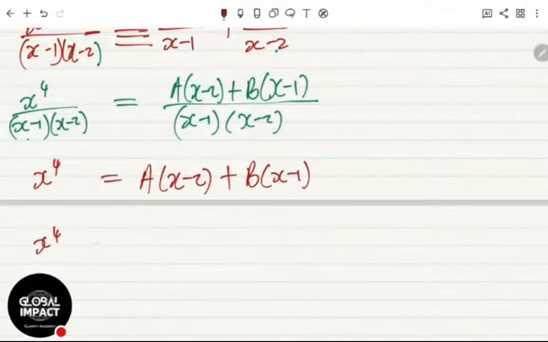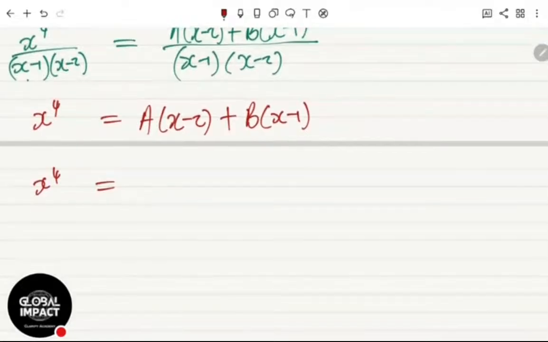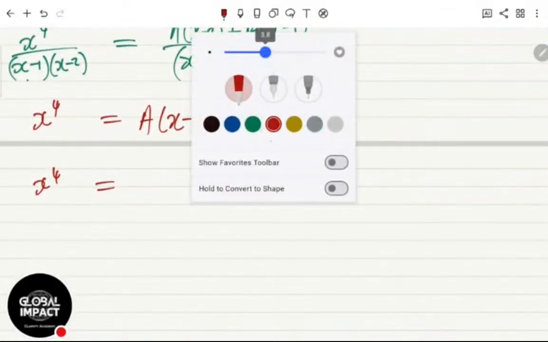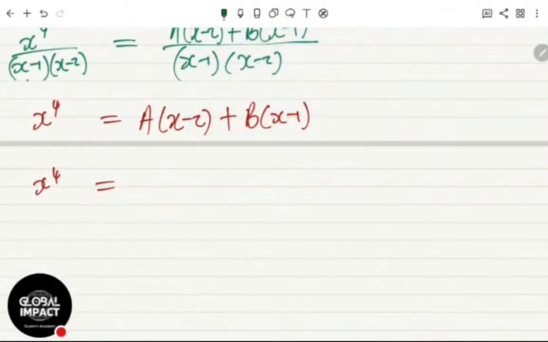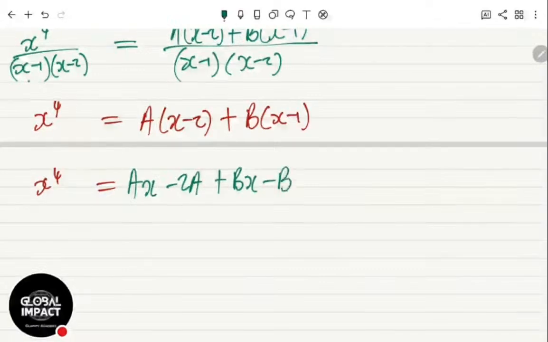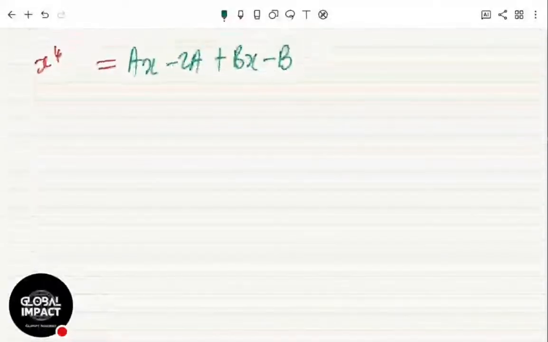That means the top has to be equal, right? So we can say it is going to be equal to a times x minus 2, plus b times x minus 1. If you want to expand, it's up to you: ax minus 2a plus bx minus b. Then you can compare coefficients if you want. That's one way to do it. To compare coefficients, yes.